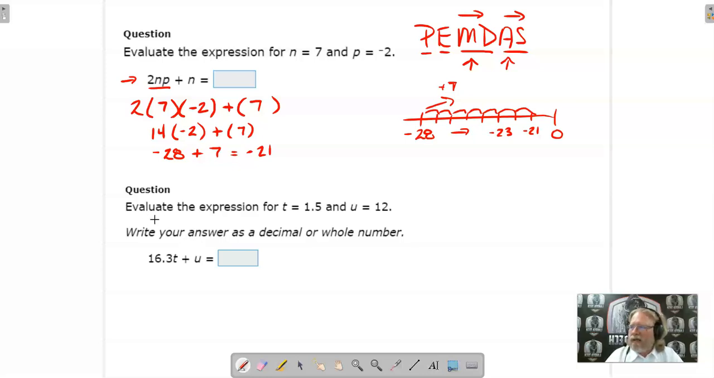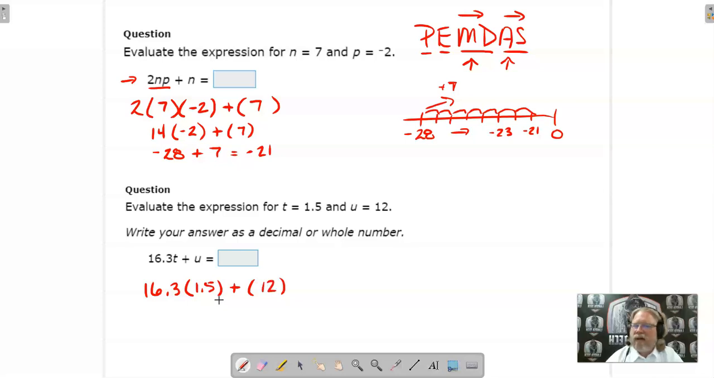So on the next one, evaluate the expression for t equals 1.5 and u equals 12. So here I'm going to rewrite. Once again, good advice is to just rewrite it and use parentheses for the variables. Then plug them in. So t equals 1.5 and u equals 12.